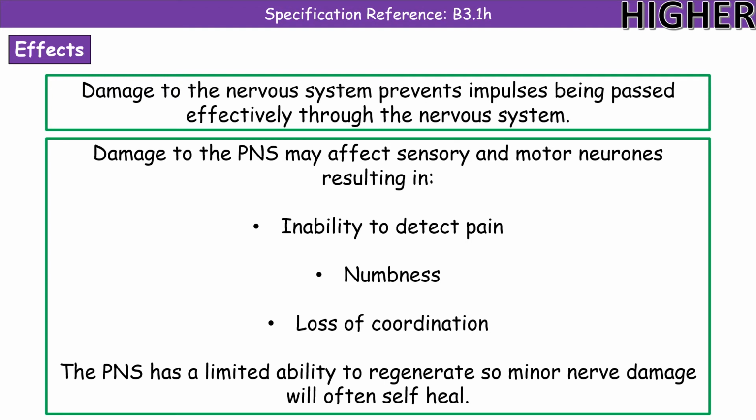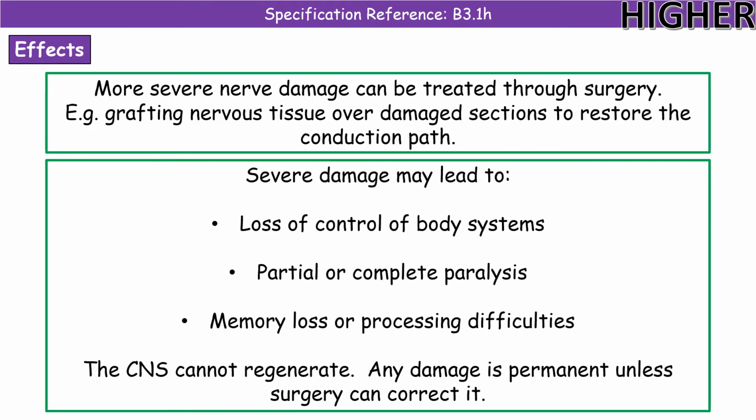We can also see a loss of coordination if we're talking about those motor neurons that normally send the electrical impulses to muscles to move them. If there's damage to that, we're not going to be able to do this. And that means we've got a range of effects that we could see depending on which region of the body is affected. Now, we do have a limited regeneration ability in our peripheral nervous system, so minor nerve damage can self-heal.